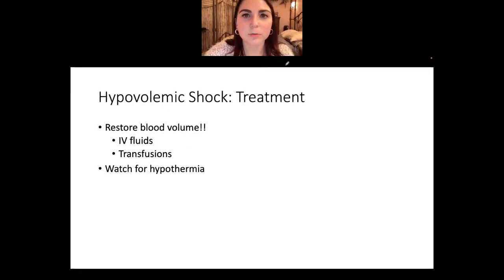But, treatment. With this, you want to restore blood volume. Again, that's the whole problem, you don't have enough fluids. So a lot of the time you're putting fluids into these patients that come in. You give them blood transfusions, you could just give them normal saline, you just want them to get fluids. You also want to watch for hypothermia. Remember, they can't regulate their own body temperature. So if you see trauma on the side of the road, people get wrapped up in blankets. If they're bleeding out, they're not going to be able to control their own body temperature, so you want to keep them as warm as possible.